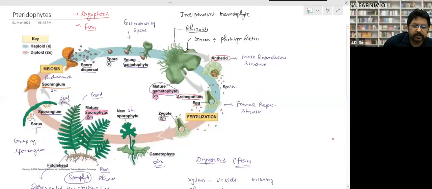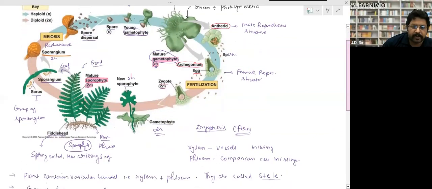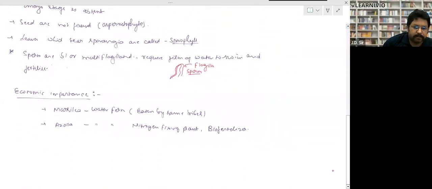So here, what is the economic importance? An example of pteridophyte is Marsilea. Note it down. Marsilea is called water fern. It is an aquatic plant. Clear?